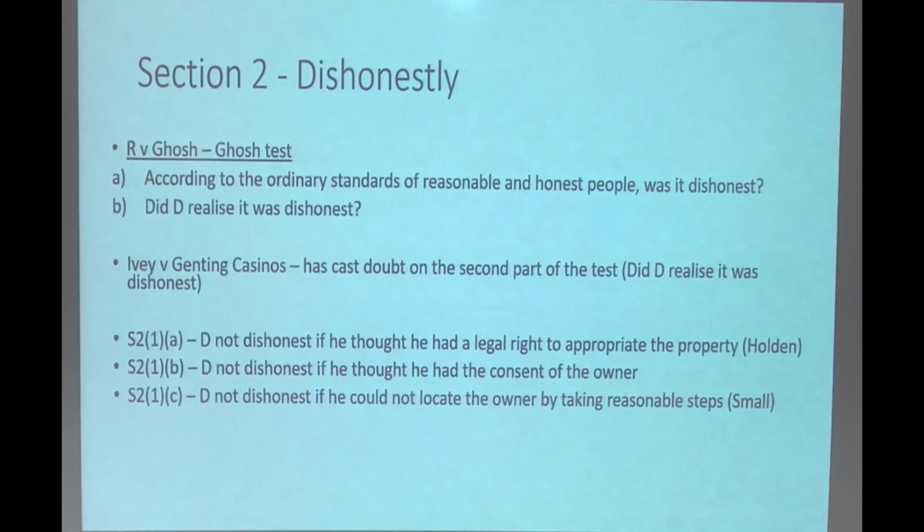And that's covered by the case of Small, which is a bit of an odd case, but a car's abandoned basically on the street for a number of days or a week. And there's no way to trace the owner. So when the guy took it, that wasn't dishonest. So therefore it wasn't theft.